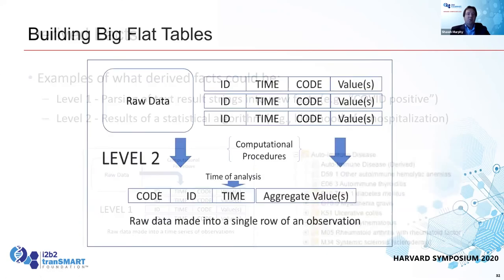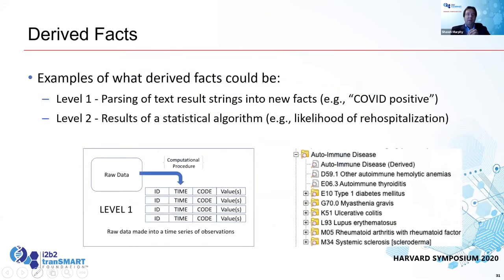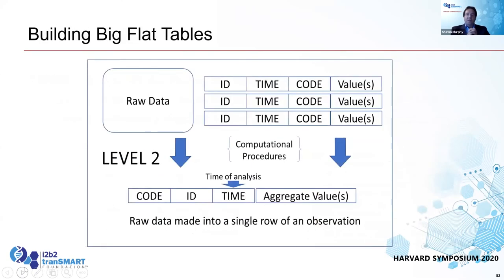Second is the level two facts. Level two facts are, yes, that was great, Elena, good job. Level two facts are where you take a lot of the raw data or the level one facts and you aggregate them together. What are level two facts? They're usually very specific to a study that you're doing. They can still be put in your I2B2, but often they're around an index date.